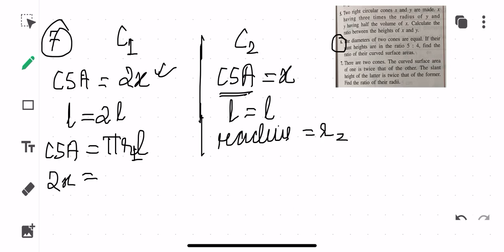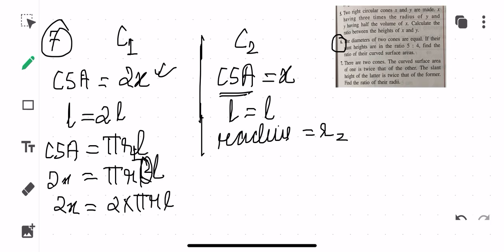Okay, so now what you will be writing? Here you will be writing 2x is equal to pi into r1 into L. So what you are getting? This implies r1 is equal to how much? Okay, this is 2L, children, not L. So I'll just erase this. Write down 2x is equal to 2 into pi r L, because this 2 you are taking forward. So how much you are getting?